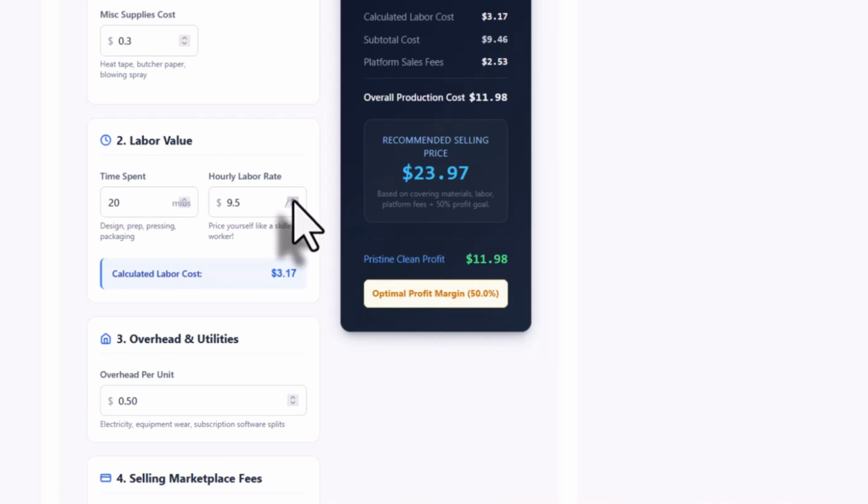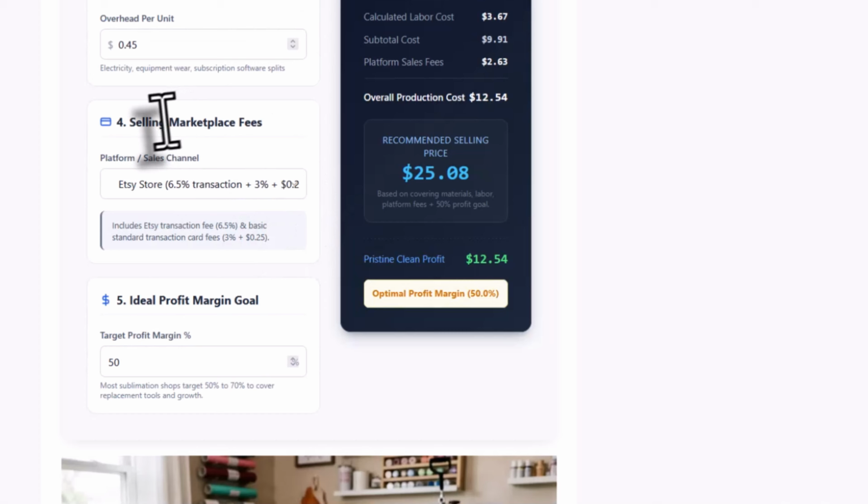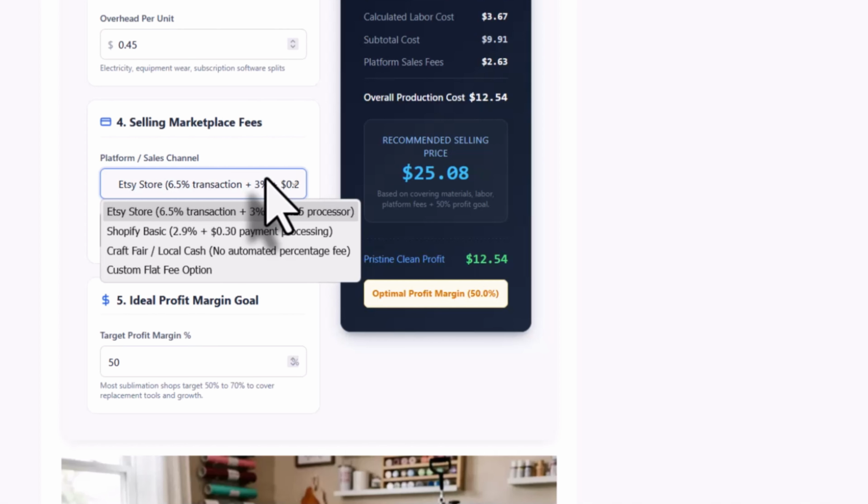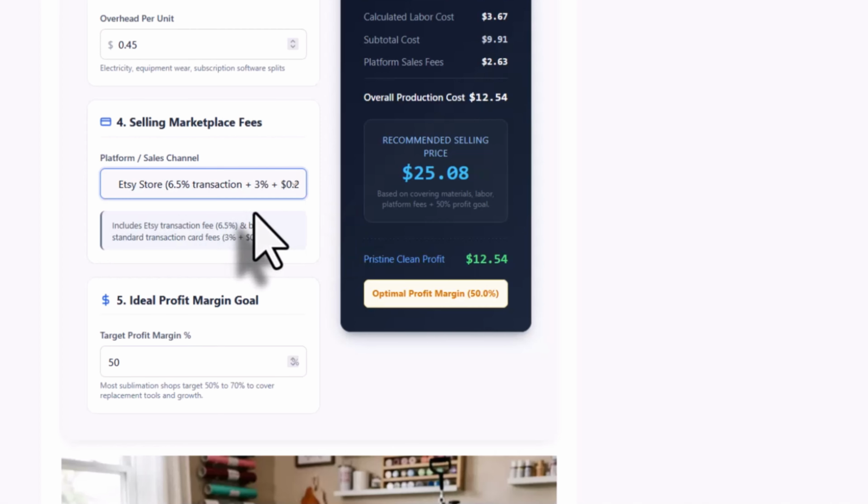Next, choose your marketplace. If you sell on Etsy, the calculator automatically estimates transaction and processing fees. You can also switch between Shopify, craft fair mode, or custom pricing setups depending on how you sell your products. This helps you avoid hidden fees quietly destroying your profit margins.